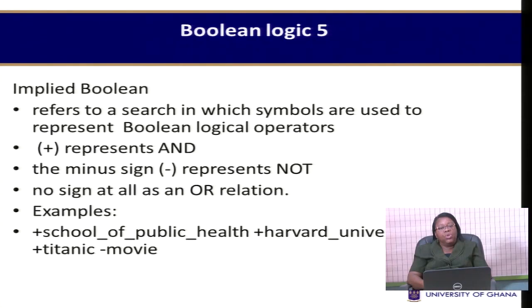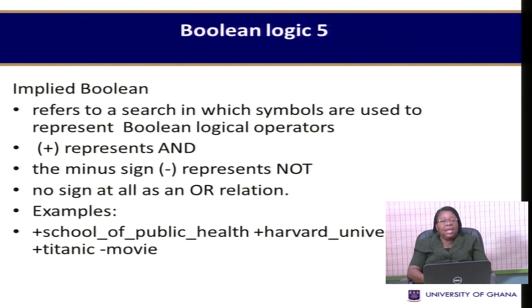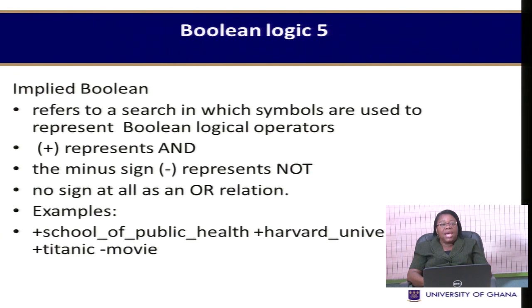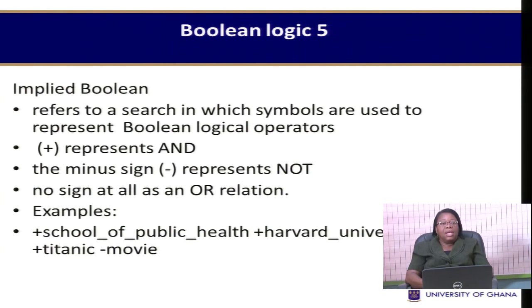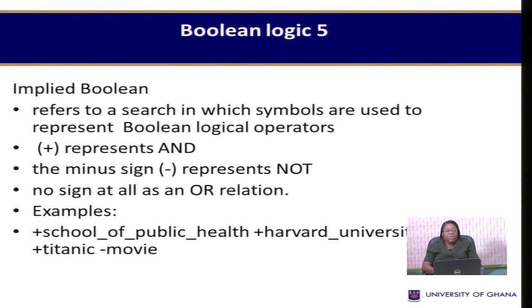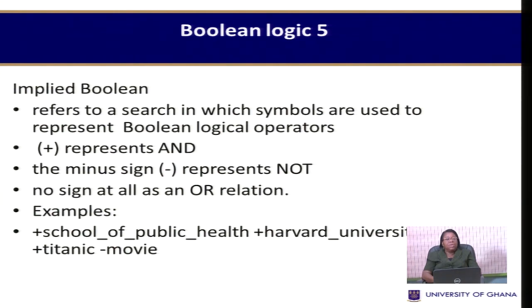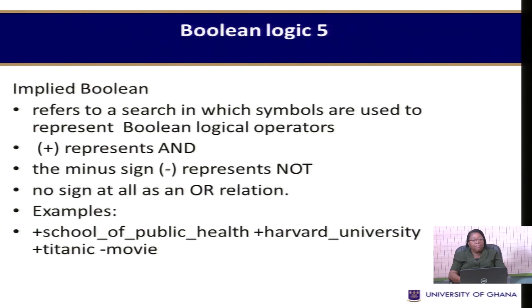We also have what we call the implied Boolean, which uses symbols. So instead of the AND, you'd use the plus sign. Instead of the OR, there's no sign there. And instead of NOT, you use the minus sign. When it comes to the OR operation, you have no symbol there.